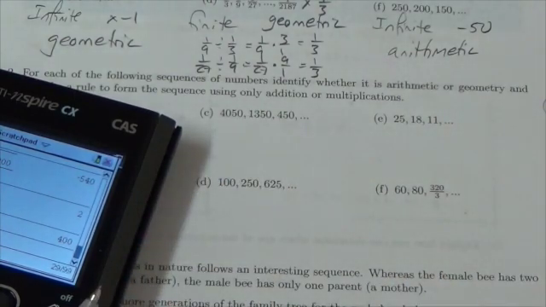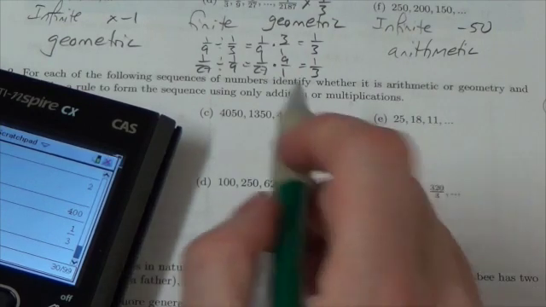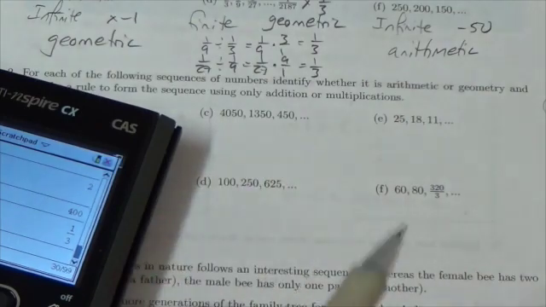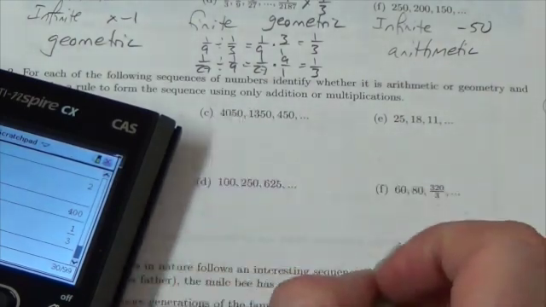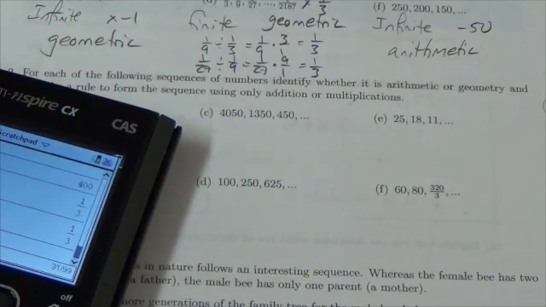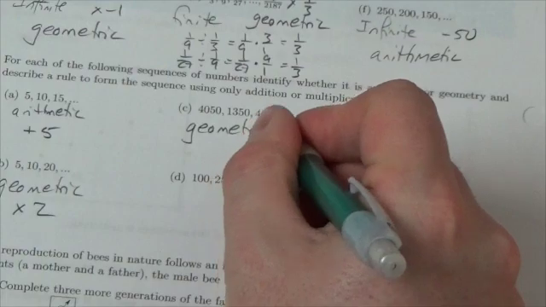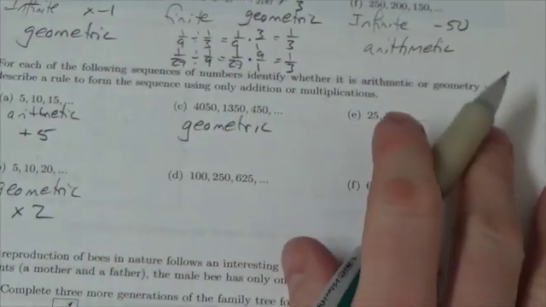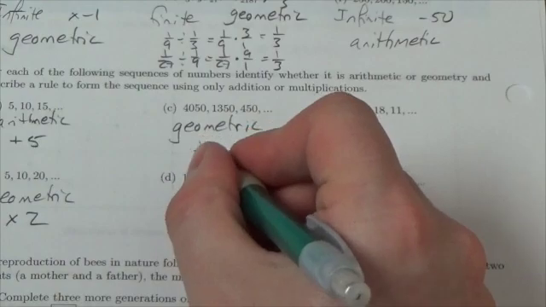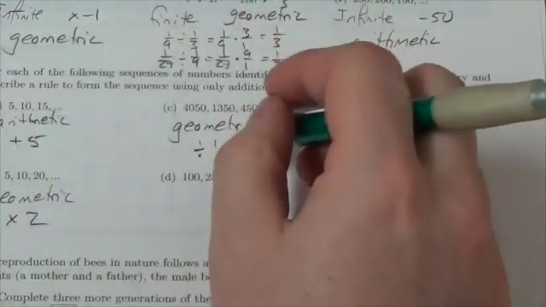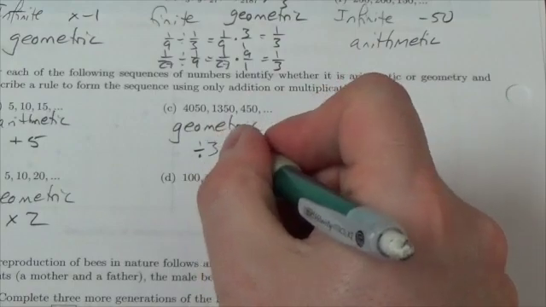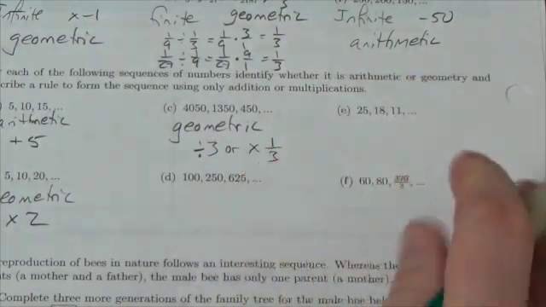We're going to try 1350 divided by 4,050. Okay, and I get 1/3. 450 divided by 1,350. So I'm comparing the first two terms and comparing the next two terms. But remember, I always take the second term divided by the first, or the third term divided by the second. And I get 1/3. So because it's the same result for both of those, I can tell that this is geometric. Okay, and what we're doing here now is dividing by 3, or better stated, we are multiplying by 1/3.